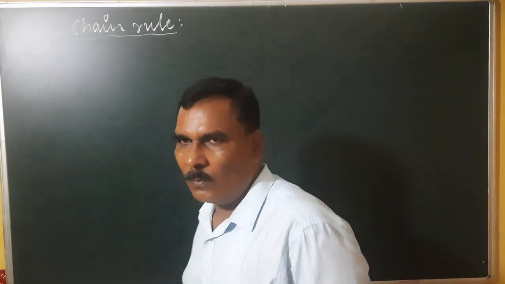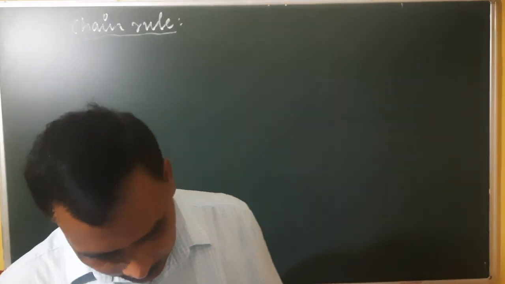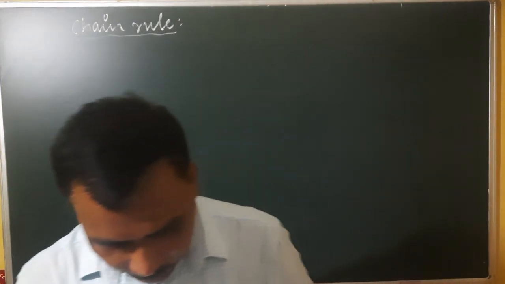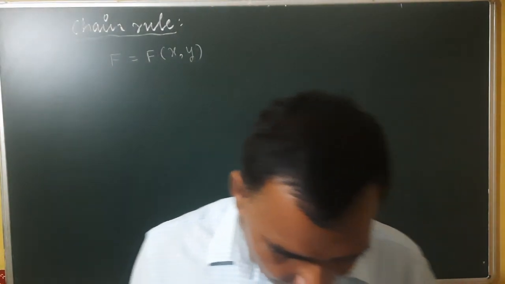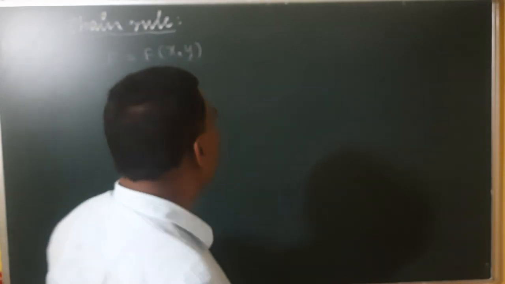In the chain rule, let us consider F is a function of two variables, say x and y. F is a function of two variables x and y simply, and x and y both are functions of a single independent variable.